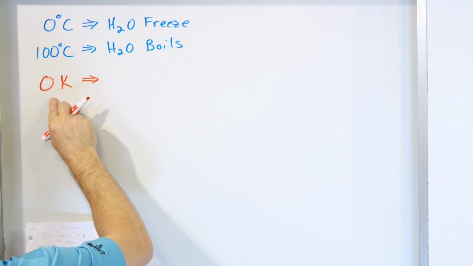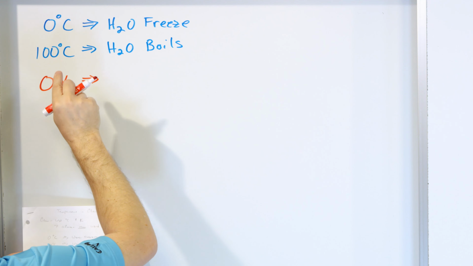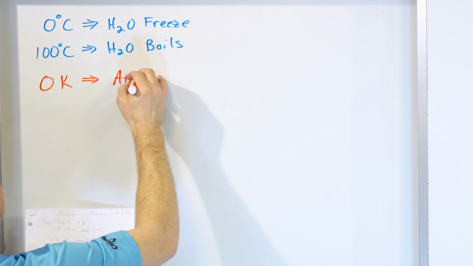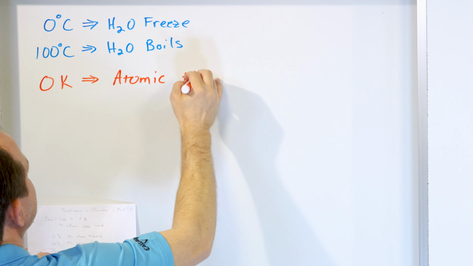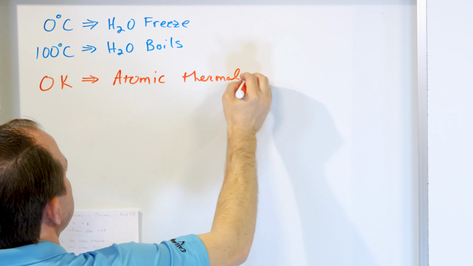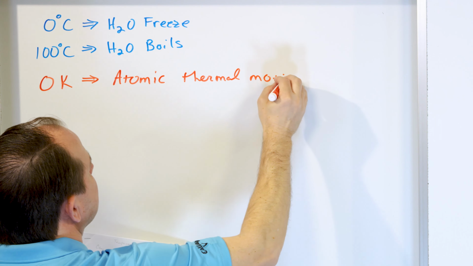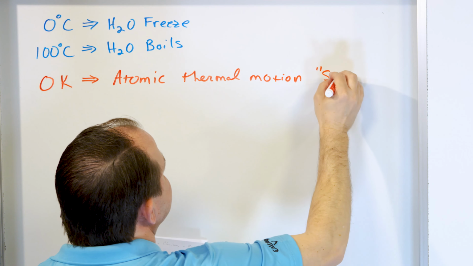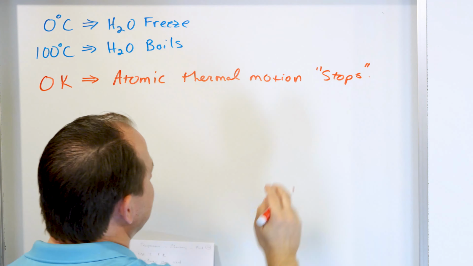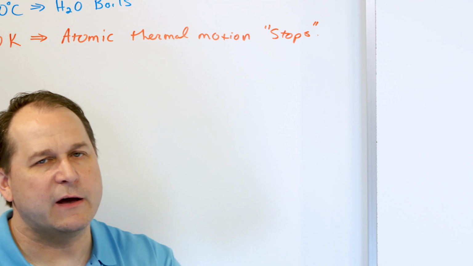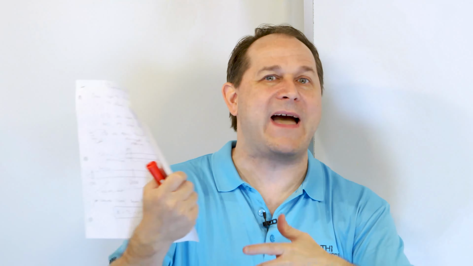And at 0 Kelvin, the way you would say it is: 0 Kelvin, atomic thermal motion "stops." Now I'm going to put stops in quotation marks. So 0 Kelvin is the theoretical temperature where... the temperature of an object is really just a measurement of how much energy or how fast all the atoms are bouncing off each other and moving.